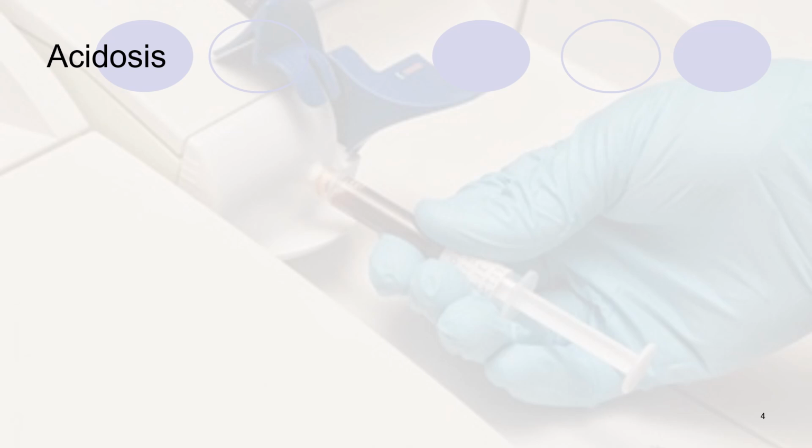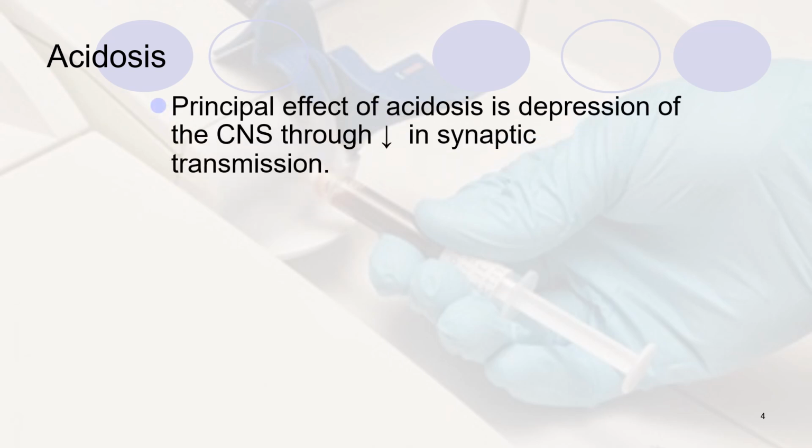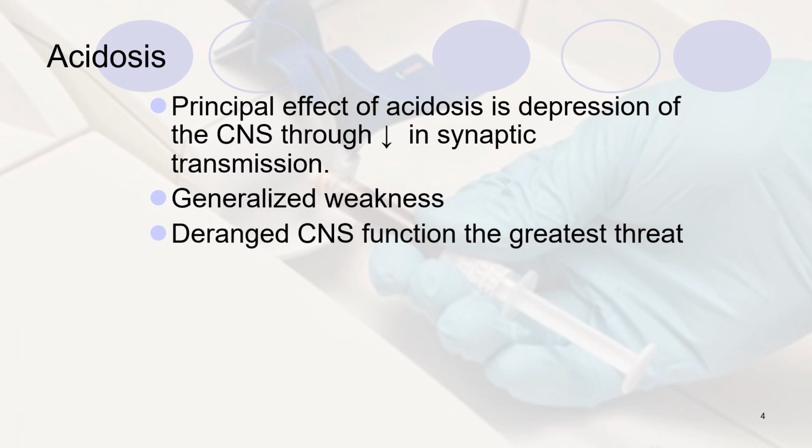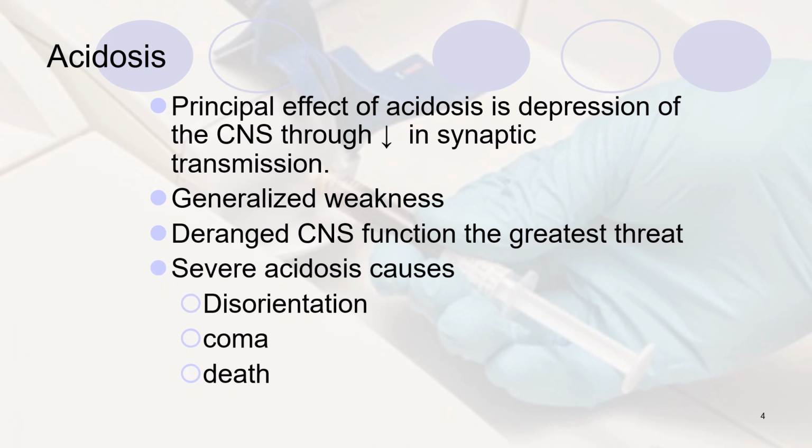And this is the overall view of acidosis. The principal effect of acidosis is depression of the central nervous system through decreased synaptic transmission. So here patients show generalized weakness and deranged CNS function, the greatest threat, and severe acidosis causes disorientation, coma, and death.